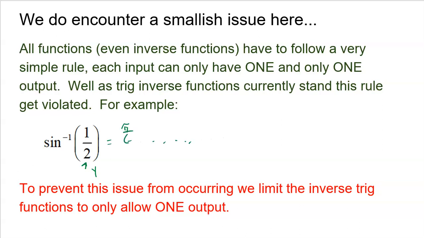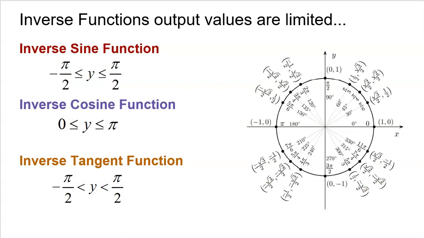Yes, we see pi over 6 right away. We see 5 pi over 6. But if I just keep adding or subtracting 2 pi, I'm going to get more and more answers. And again, we can't have that. We just can't. To define this as a function, there's only allowed to be one output. So what we do to prevent this issue from occurring is we limit the inverse trig functions so that we only have one output. So this is where things get a little bit tricky, but it's meant to make it easier for you. That way you can't have 15 different answers. You only have one answer. So let's talk about how we limit these functions.